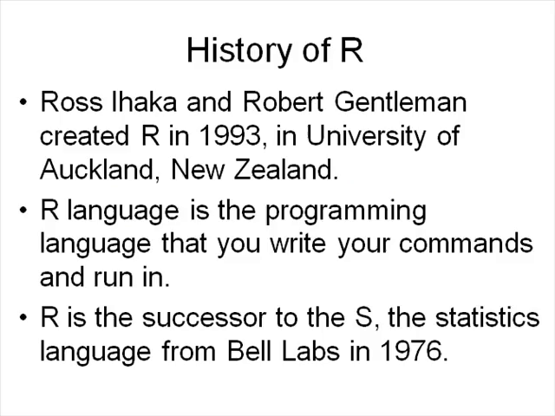So let's get started. R was created by Ross Ihaka and Robert Gentleman in 1993 at the University of Auckland in New Zealand. It's a programming language in which you write your commands and run. Before that there was a language called S from Bell Labs in 1976. So R is a free version. S was probably not free.